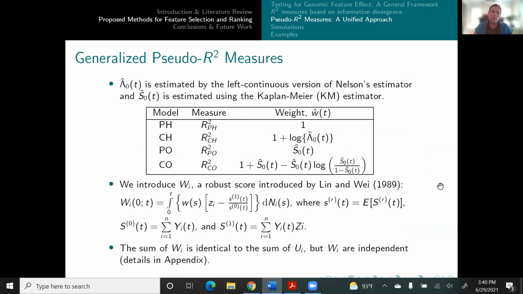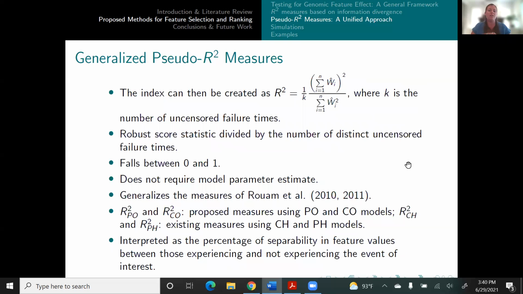Now, the next step here is we introduce a W_i, which is a robust score introduced by Lin and Wei, 1989 paper. You can see the form here. There's more details in the appendix, but essentially the sum of W_i is identical to the sum of U_i, but the W_i are independent. Then you can see we finally get to our generalized pseudo R-squared measure. It has the following form, where K is the number of uncensored failure times. It's a robust score statistic divided by the number of distinct uncensored failure times. It falls between 0 and 1.